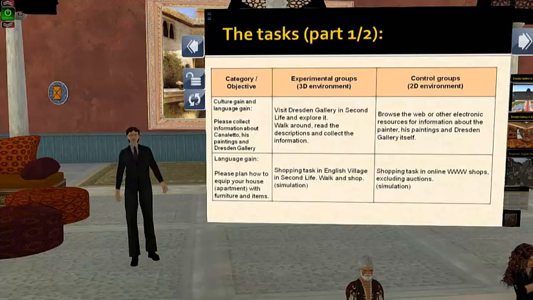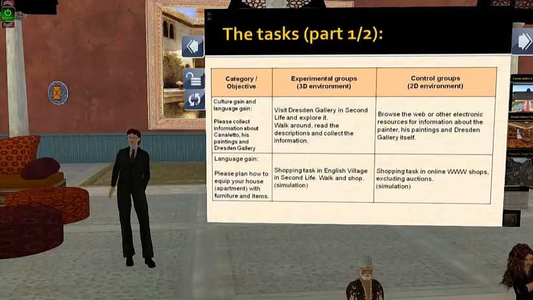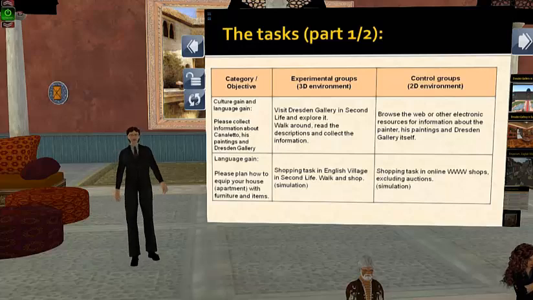The students had some time to do that, and then after a few weeks, they received a second task, but the groups switched. So for example, when you look at the Dresden Gallery task, let's say the experimental groups are groups A and the control groups are groups B. Now they switch. So those groups which did their task in Second Life now do their shopping on the web, and those students who collected information about Canaletto on the web now performed the shopping task in Second Life.